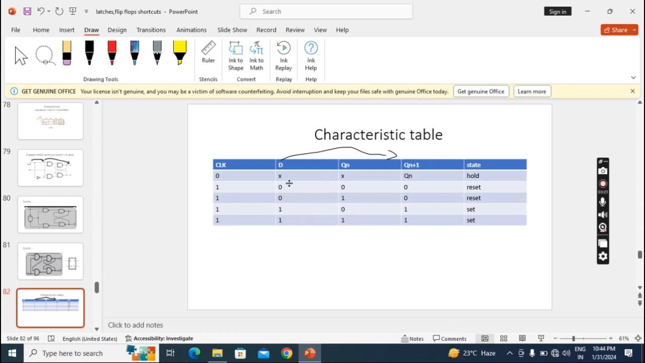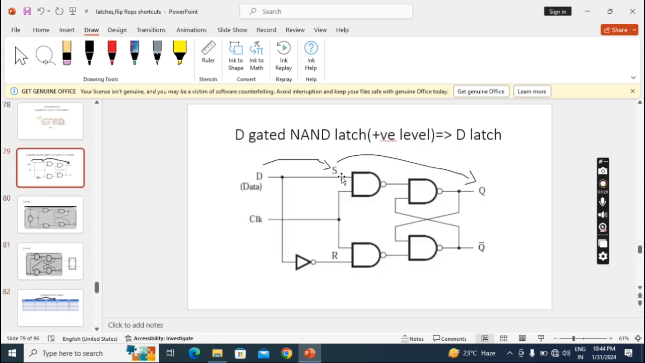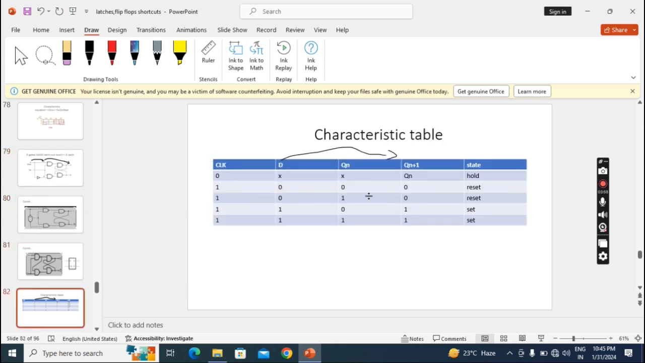Suppose when I apply 0, what does it mean? When I apply 0, this is 0, it will become 1. It means we are applying S0 or 1. When we apply S0 or 1 in the SR gated latch, what happened? The circuit became reset, no? So 0 1 here will become 1 0. 1 0 means the NAND latch will give reset. That reset we have to write. See here, in these two cases reset 0 will come.